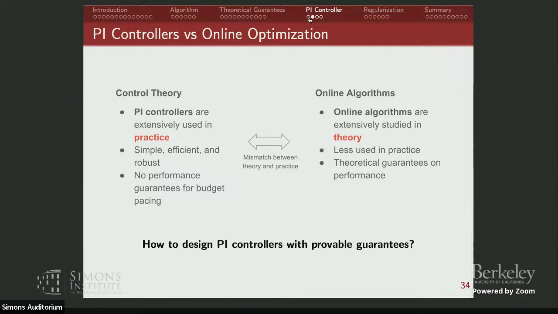And you see there is a gap between theory and practice. In practice, people use control theory. In theory, we study online algorithms. So the goal here is trying to bridge this gap. We are trying to see whether we can get theoretical guarantees for the PI controller. And furthermore, how we are able to design a better PI controller with provable guarantees. This is what we are trying to do.